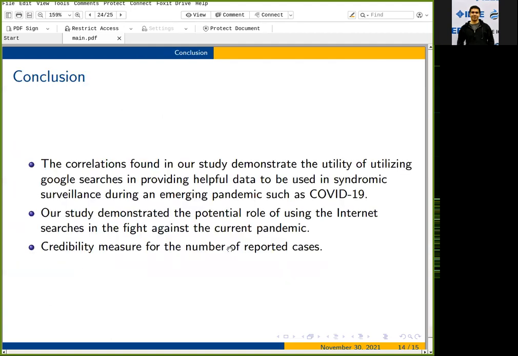So as a conclusion, the correlation found in our study demonstrates the utility of Google search in providing helpful data to be used in syndromic surveillance during an emerging pandemic such as COVID-19. Our study also demonstrates the potential role of using internet search in the fight against the current pandemic. Also, it can be used as a credibility measure for the number of reported cases, so that we can verify whether the data provided by a government organization like the Ministry of Health is credible or not.